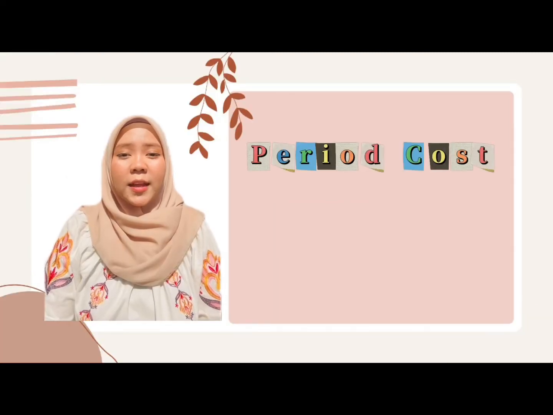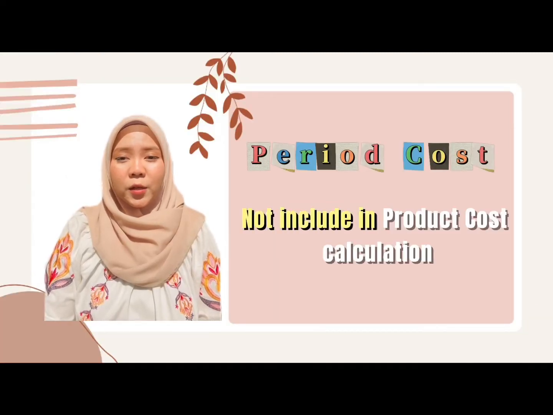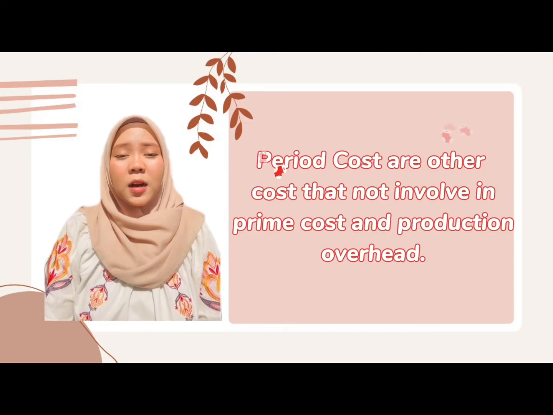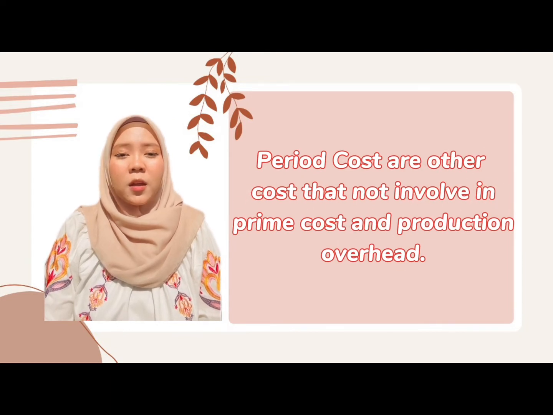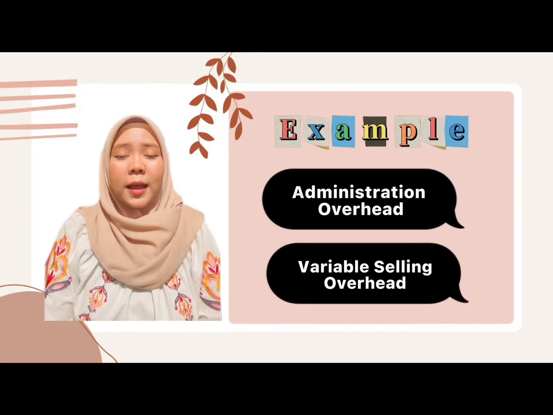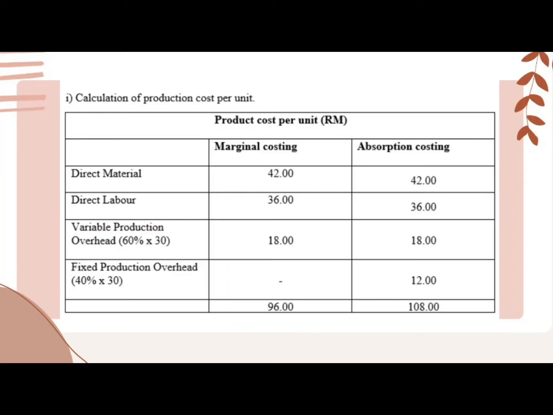Besides that, any period cost will not be included in the product cost calculation. Period costs are other costs that are not involved in prime cost and production overhead. Period cost examples are administration overhead and variable selling overhead. This table shows the calculation for product cost.